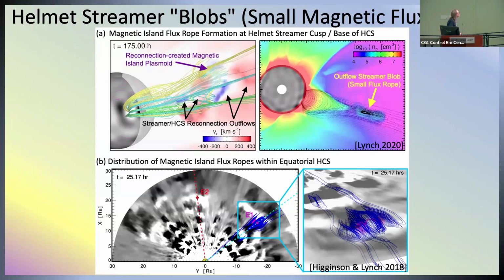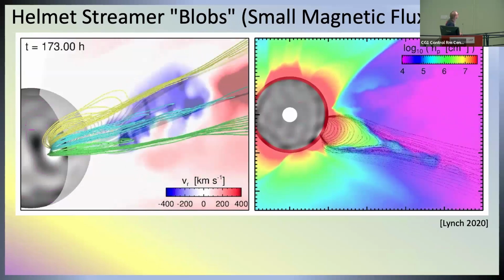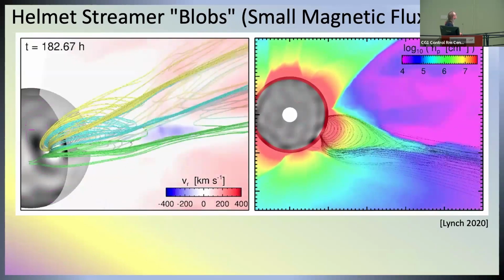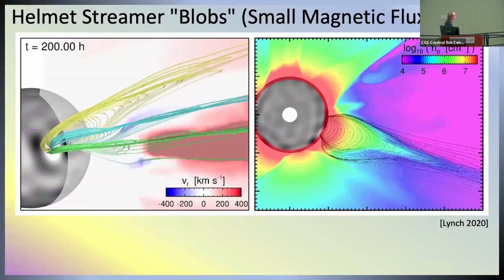we tried to simulate some of these processes, like reconnection at the helmet streamer tip, and let's see if that's going to go. Okay, and this is one example of what this dynamic solar wind release looks like in simulations. Can you just replay that movie a couple times on the back?